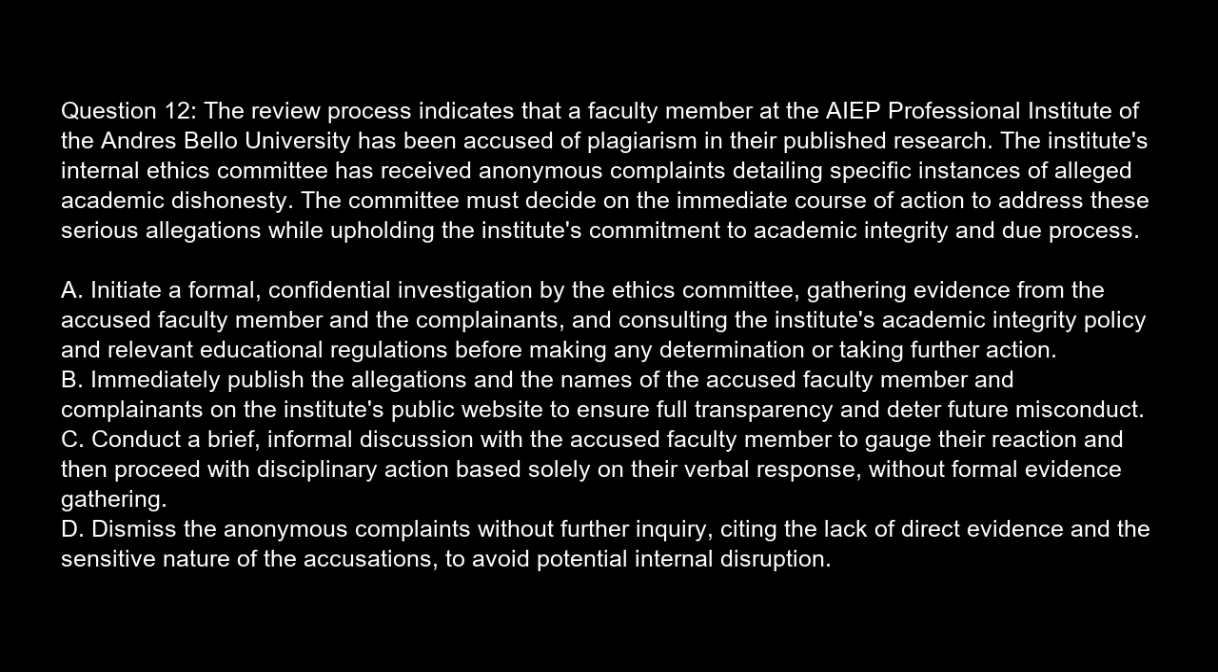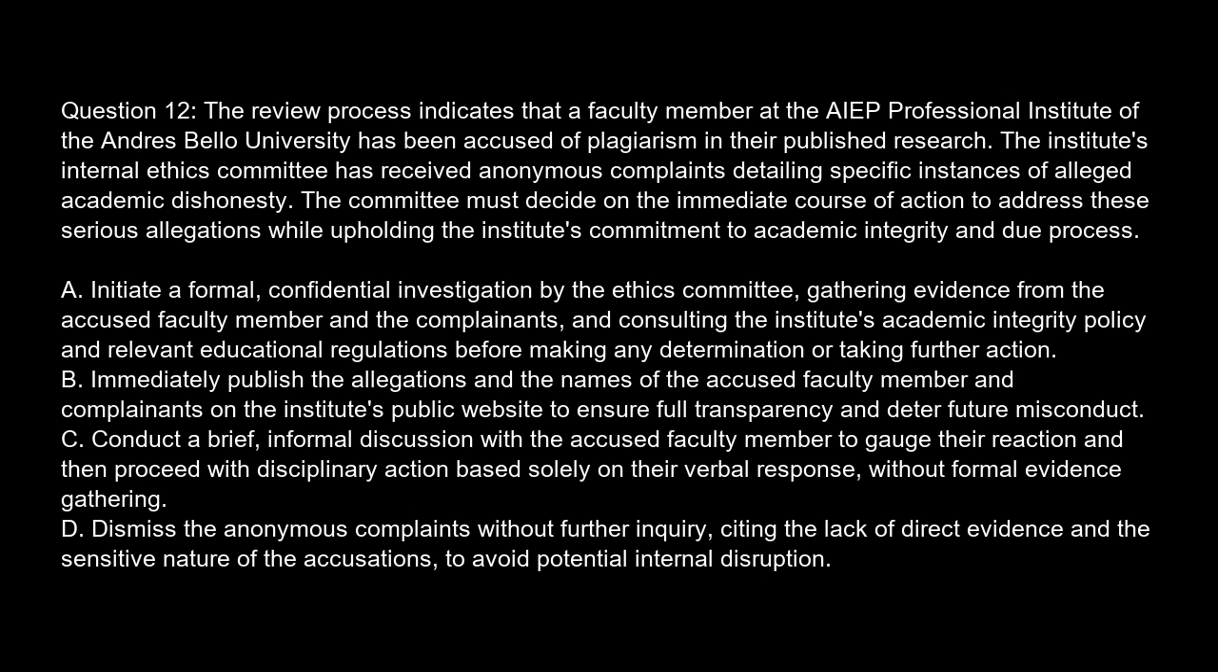Option A. Initiate a formal, confidential investigation by the Ethics Committee, gathering evidence from the accused faculty member and the complainants, and consulting the Institute's academic integrity policy and relevant educational regulations before making any determination or taking further action.